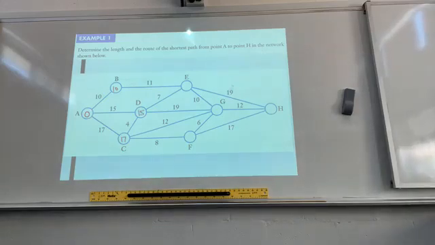Then I look at D, which is 15. And then I go to E. So from D to E is 11. C to F, 25. Then 29 and 40. Agree?